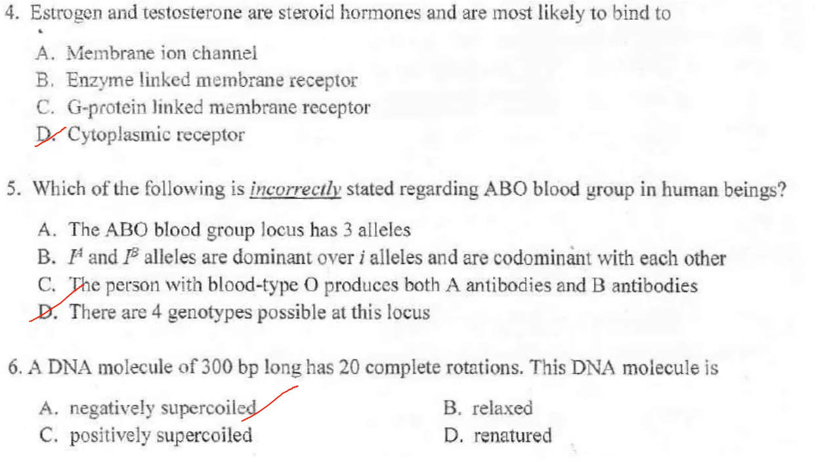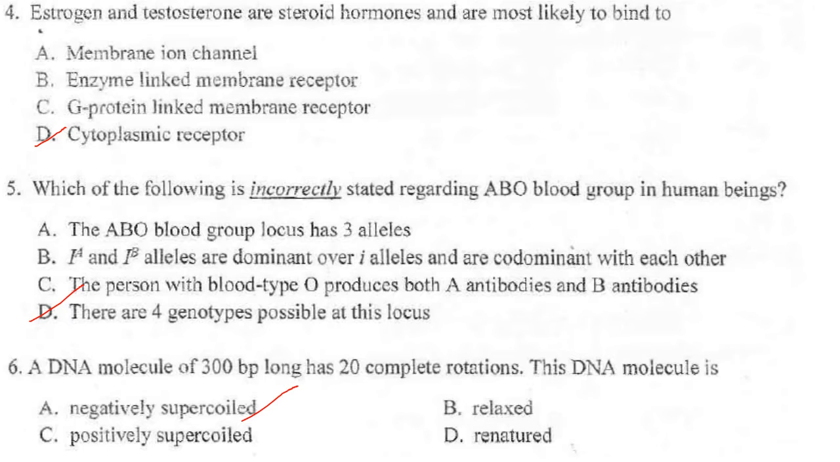Which of the following is incorrectly stated regarding ABO blood group in human beings? The ABO blood group locus has 3 alleles. Yes, that is A, B and O. IA and IB alleles are dominant over small i alleles and are co-dominant with each other. So that is also correct. The person with blood type O produces both A antibodies and B antibodies. Yes. Then there are 4 genotypes possible at this locus. It is not 4 genotypes, it is 6 genotypes possible. That is AA, AO, BB, BO, AB and OO. So answer is option D.